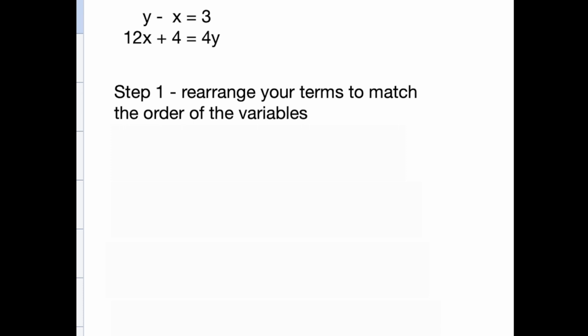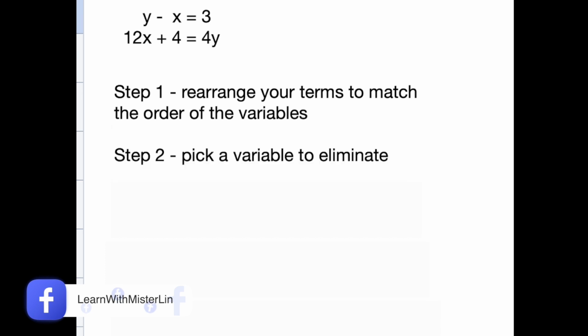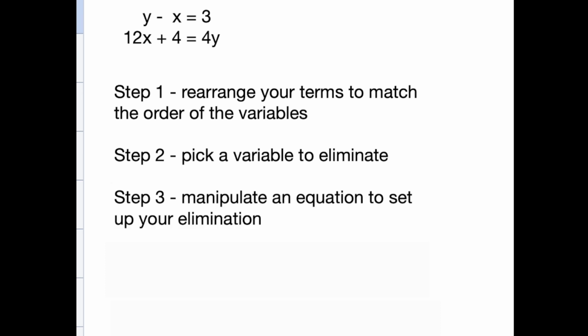did you rearrange your terms to match the order of the variables for both equations? In other words, did you rearrange your equations so that all the x's were first and all of your integers are on the other side of the equal sign? Did you pick a variable to eliminate? Did you pick the x's to get rid of or the y's to get rid of? Did you manipulate an equation to set up your elimination? In other words, did you change your equation so that you could get rid of one of those variables?